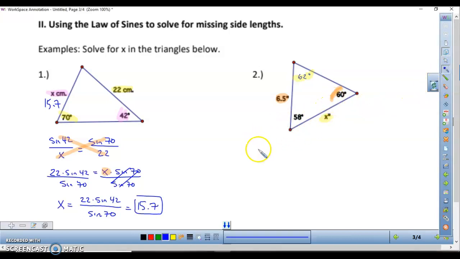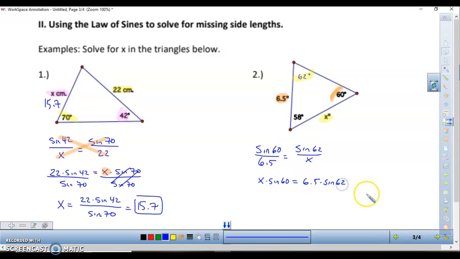So here we go. The sine of 60 divided by 6.5 equals the sine of 62 divided by x. And now I will cross multiply, and I'll get x times the sine of 60 is equal to 6.5 times the sine of 62. And then I'll simply divide both sides by the sine of 60.